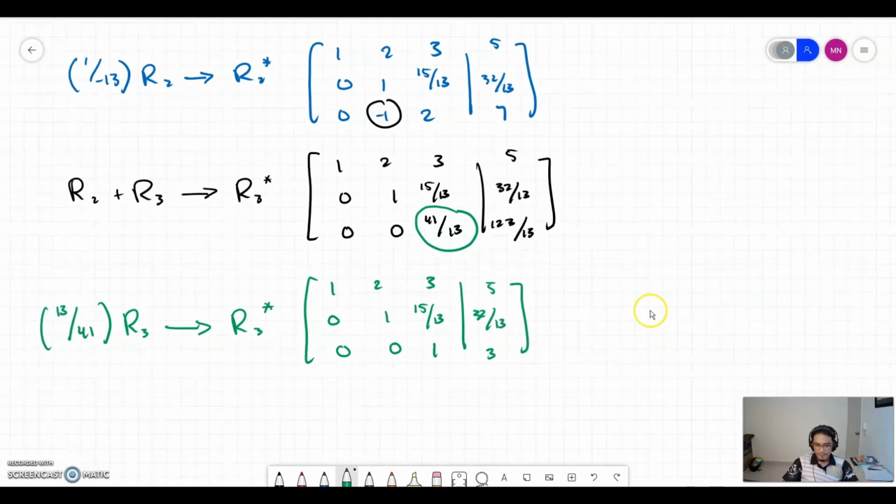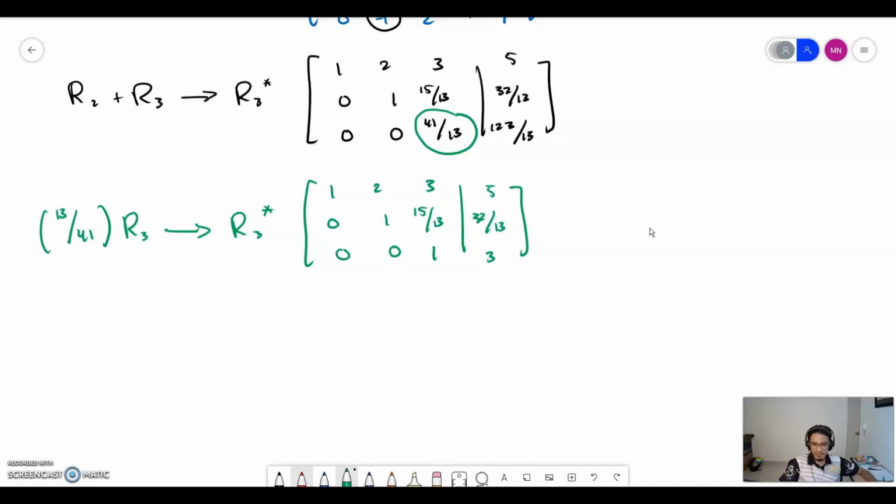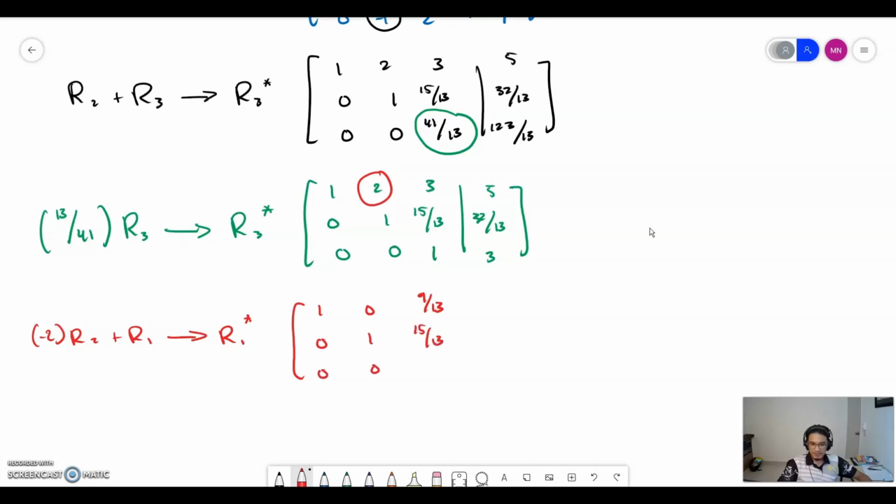Okay. Next, we remove the number above the diagonal. So firstly, we start with this number 2. Number -2, R2 plus R1 becomes new R1. So 109 over 13, 0, 1. So then right side 1 over 13, 32 over 13, and 3.